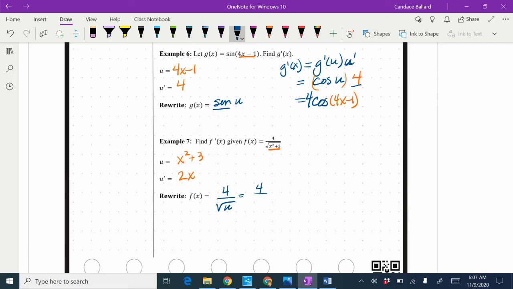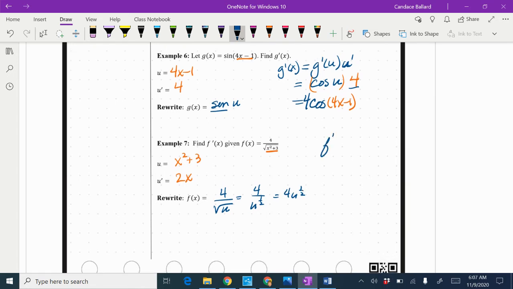Then I would convert that to the 1/2 power, and then I would bring it upstairs by making the exponent negative. So I'm really taking that derivative there. Off to the side here, I'm going to find the derivative, f prime of x, which I know is going to be the same as f prime of u times u prime. Derivative of the outside, leave the inside alone, derivative of the inside.